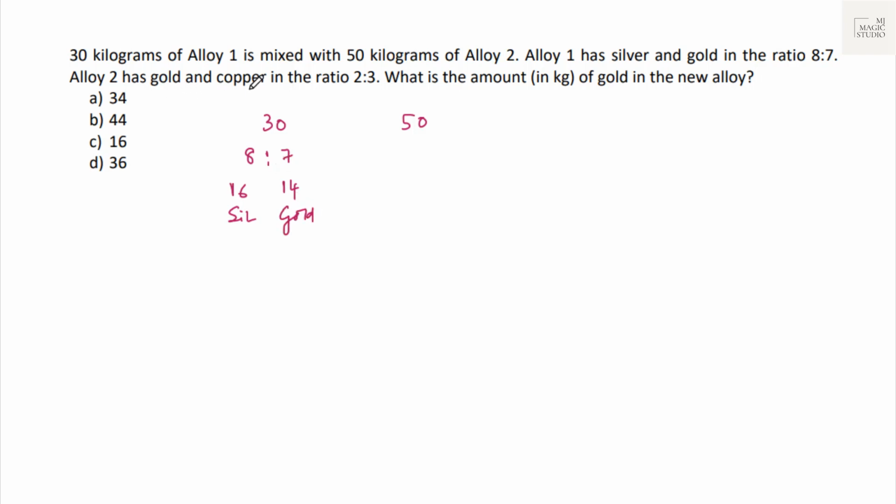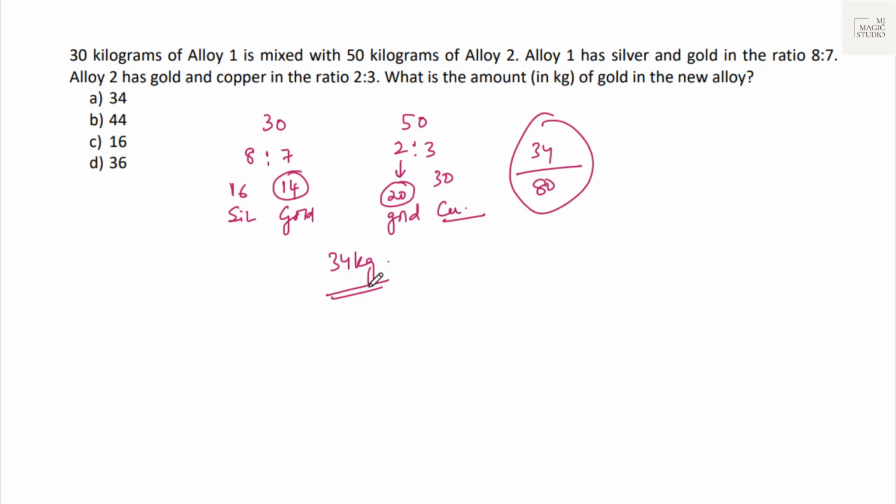Alloy 2 has gold and copper in the ratio 2:3. This one has got silver and gold, this has got gold and copper in the ratio 2:3. So 20 is gold and 30 will be copper. So what is the amount in kg of gold in the new alloy? That will be 20 plus 14, 34 kg. If proportion is asked, then it would be 34 by 30 plus 50. This is the proportion of gold in the new alloy. Volume or weight is 34 kg. Option A is the pick.